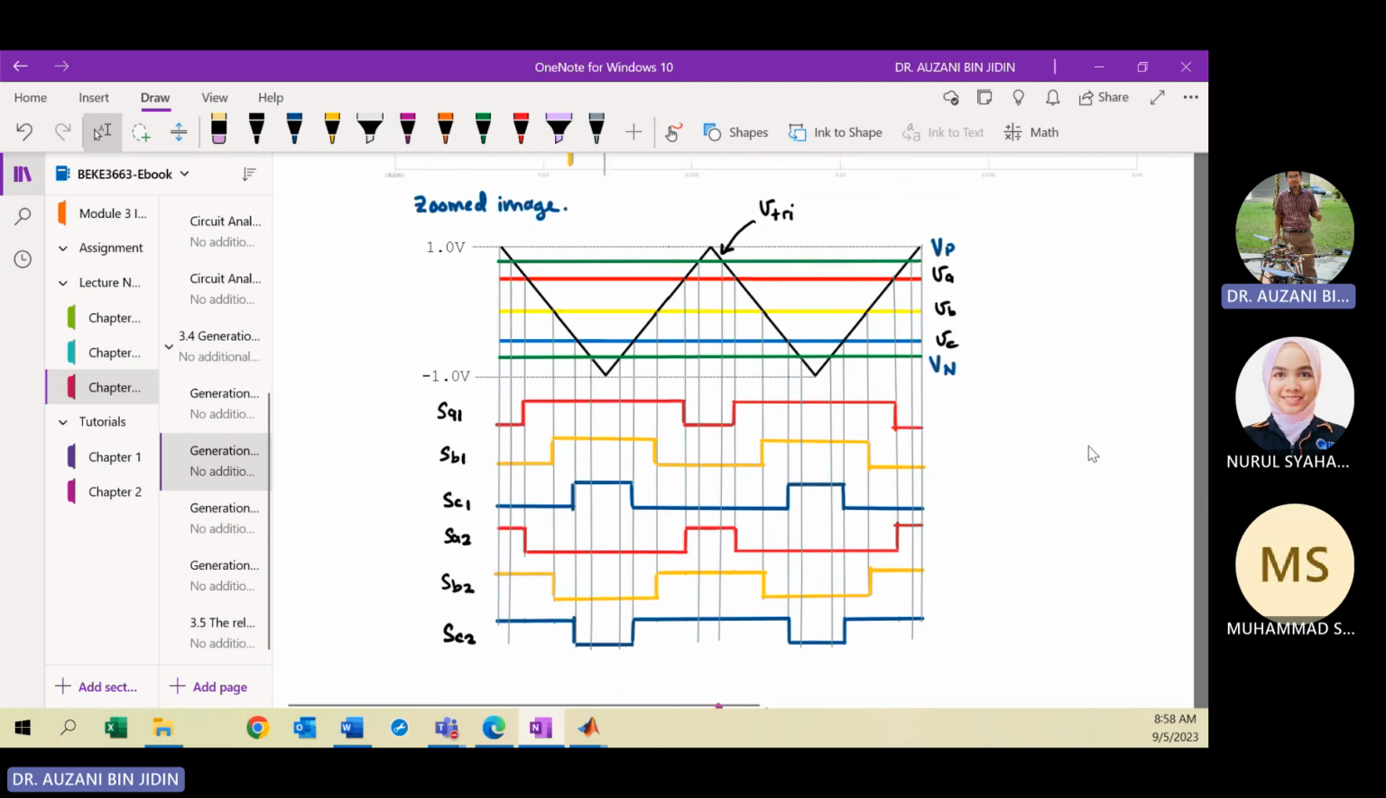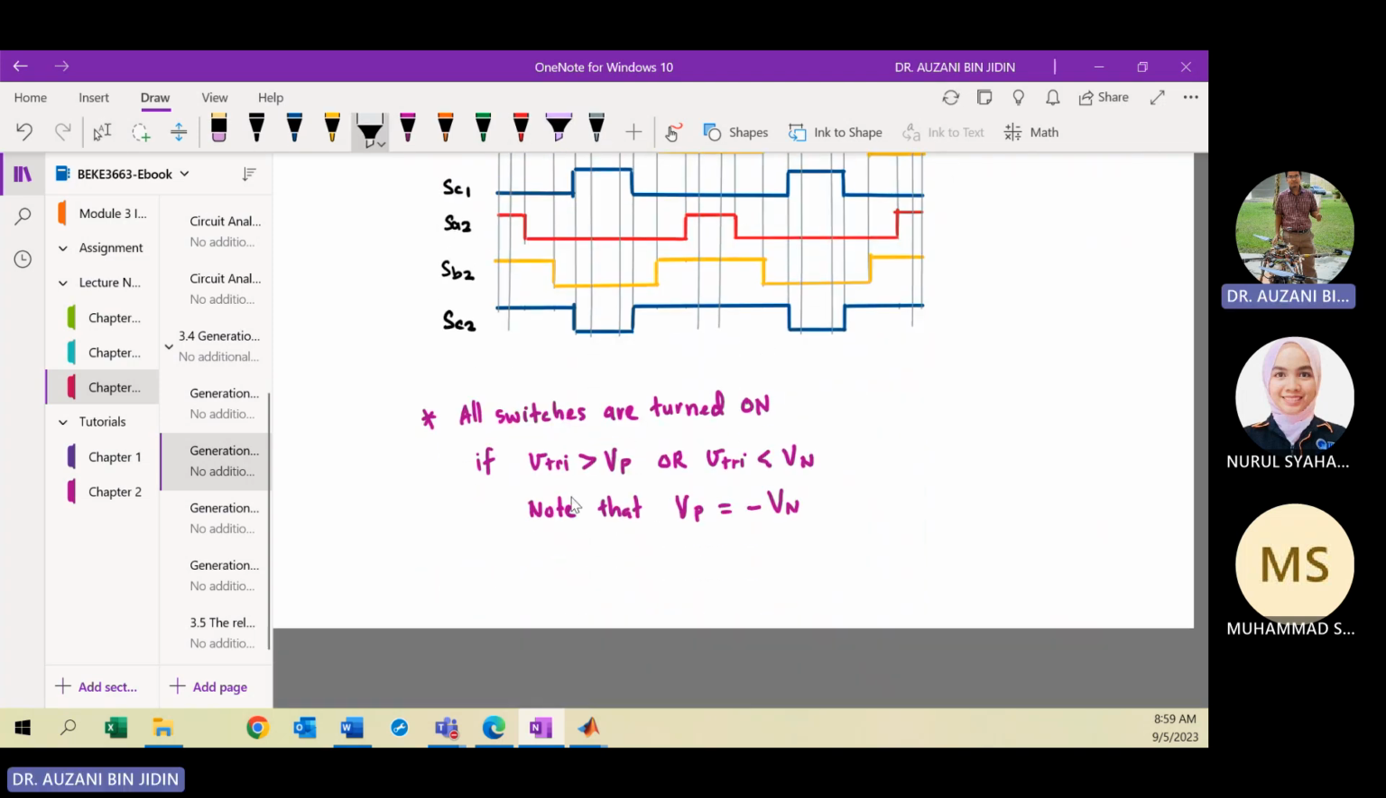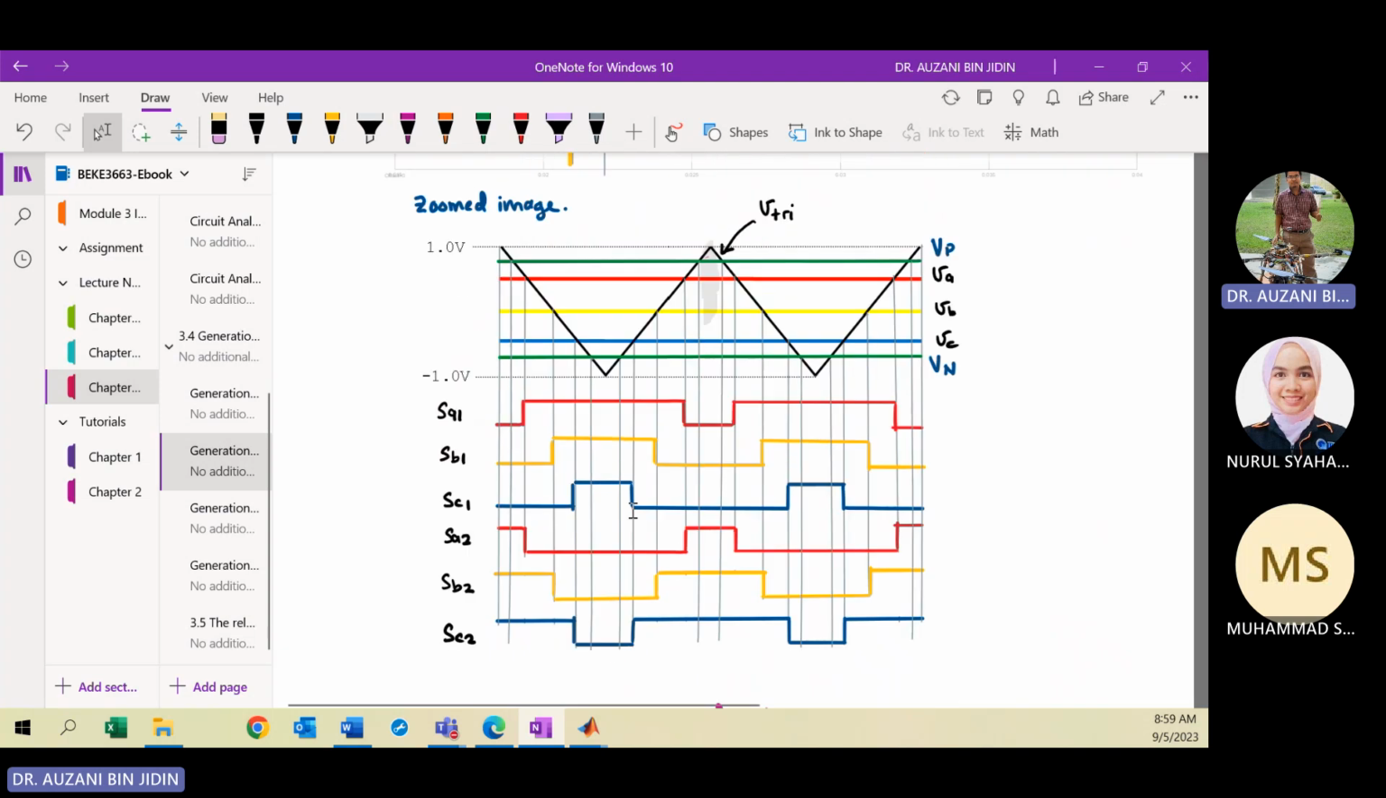So at which interval? Maybe I can highlight or color this interval, right? Where your triangular is larger than VP. First condition, triangular larger than VP. So you have this interval, then here, and also here. Is that right? This one. The first condition, your triangular is larger than VP.